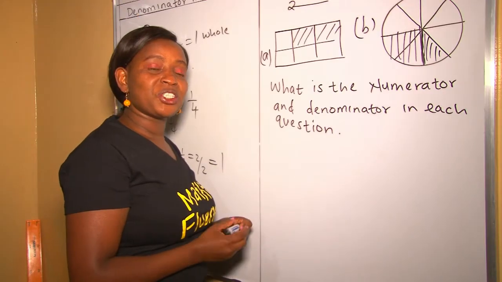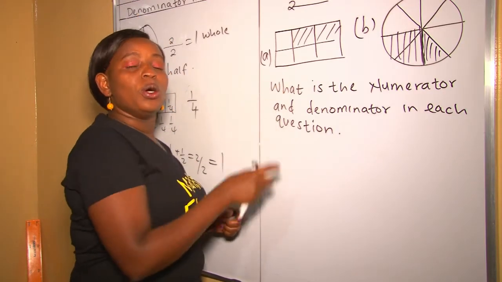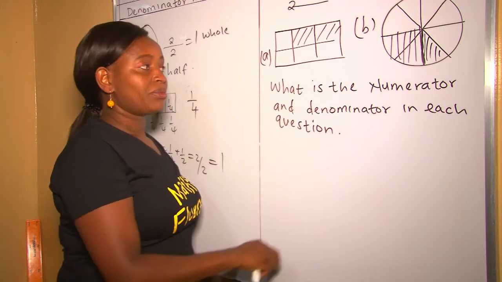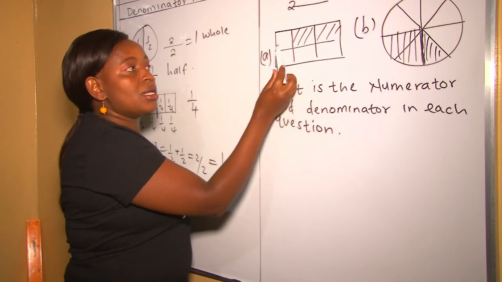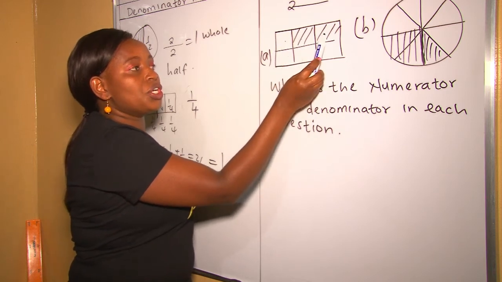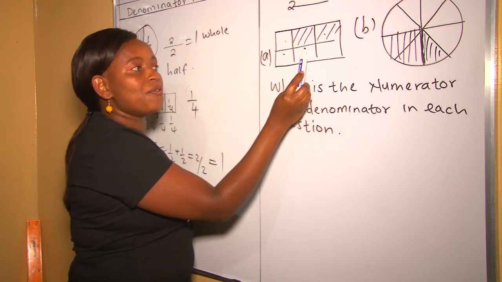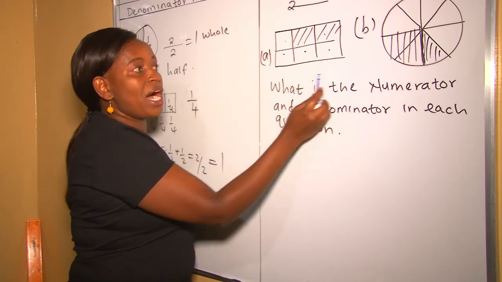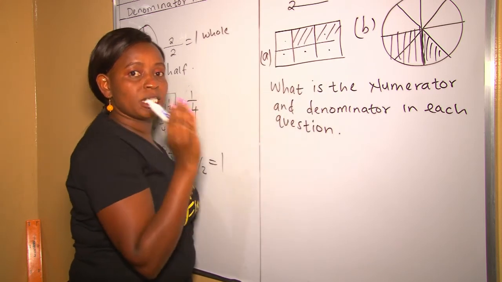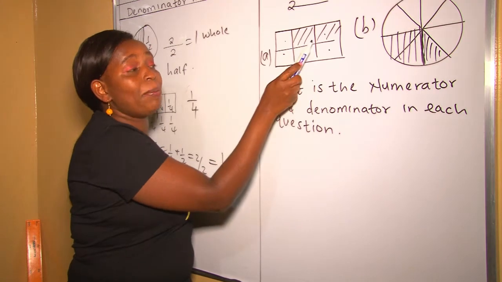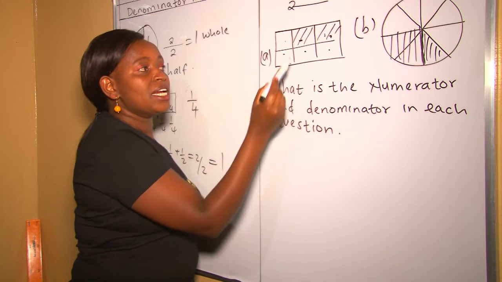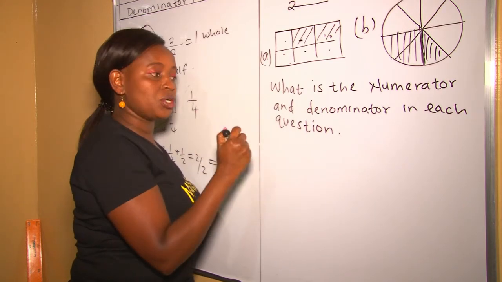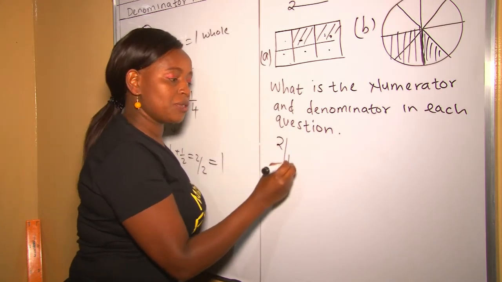To solve this question, you need first of all to identify the fraction. Like in question A, how many parts are there? There are 1, 2, 3, 4, 5, 6. So this bar has been divided into 6 parts. How many parts are shaded? Out of the 6 parts, 2 are shaded. Therefore, to write it as a fraction, it's going to be 2 out of 6.